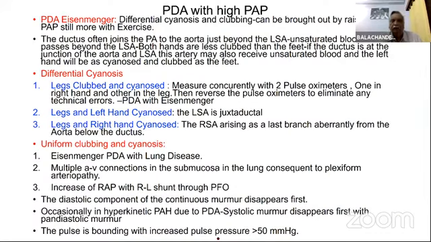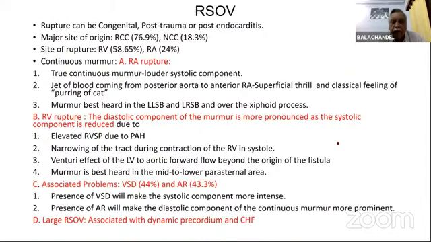The causes are, one, Eisenmenger PDA with lung disease, multiple arteriovenous connections in the submucosa in the lung consequent to plexiform arteriopathy, and of course, the right atrial pressure increases and there is a right to left shunt through the PFO. So these are the causes where you get uniform clubbing and cyanosis in a case of Eisenmenger type of PDA. Okay, next slide.